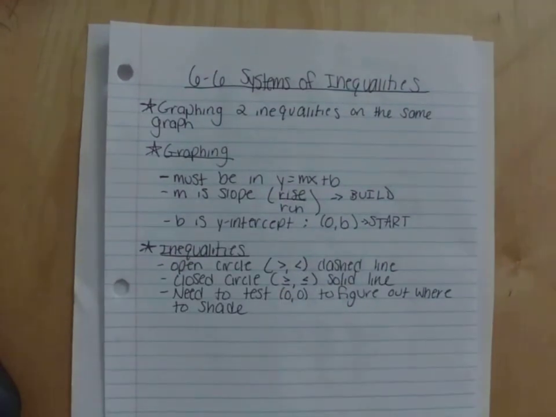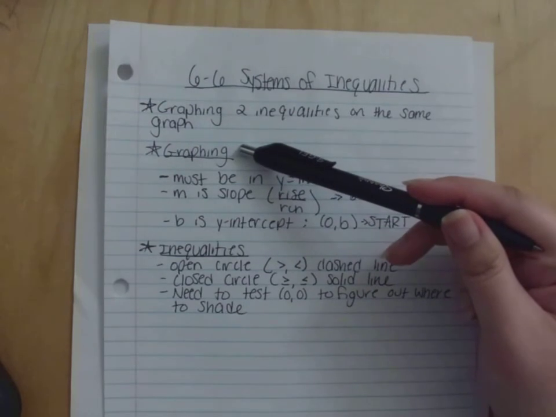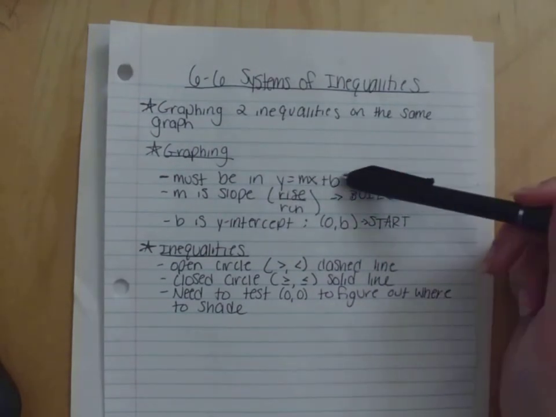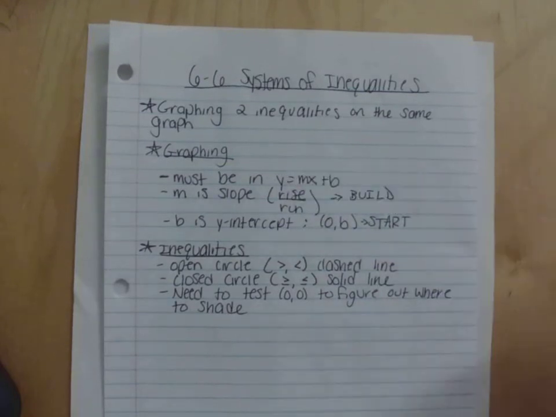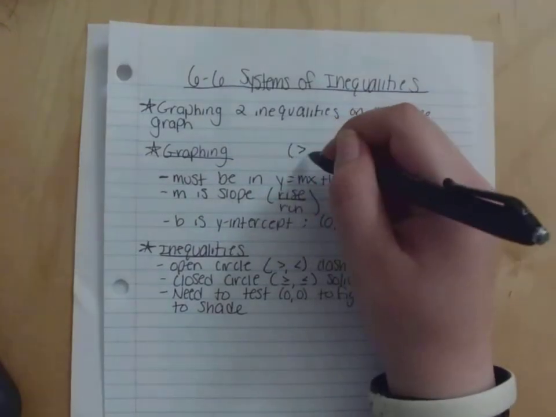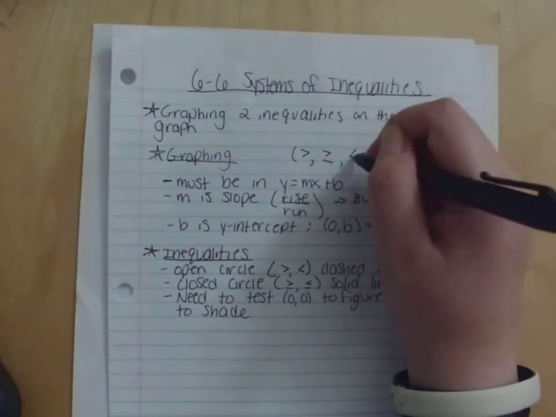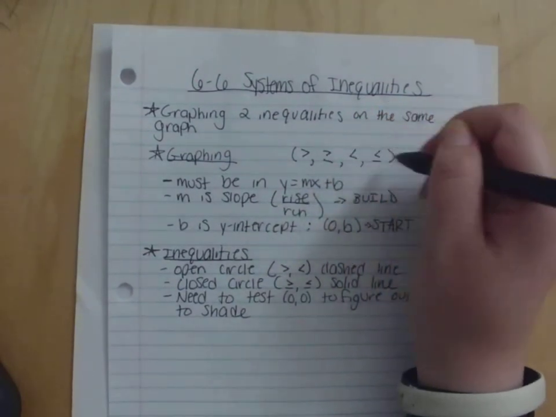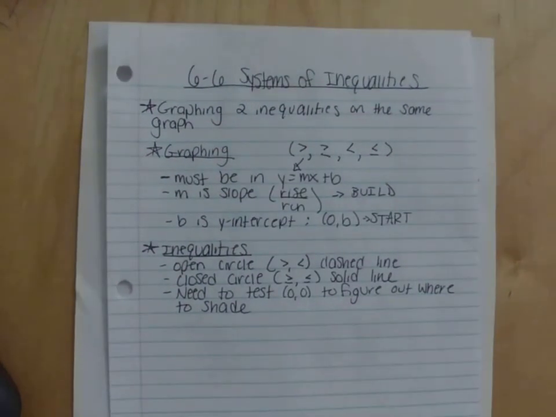So let's do a quick refresher on how we graph in general. Remember that our equation has to look like y equals mx plus b. Ours won't have an equal sign though, it'll have an inequality symbol. So that's either going to be greater than or equal to, less than, or less than or equal to, and we'll talk about that a little bit later when we talk about the inequalities.